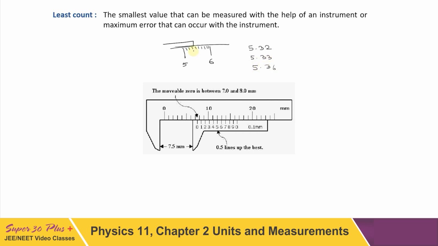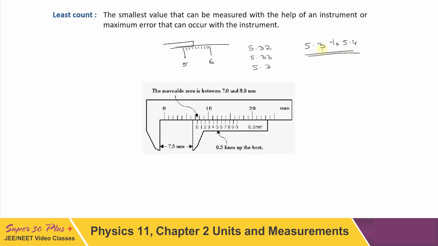Can anyone write less than 5.3, or can anyone write more than 5.4? No, this is not possible because we can see directly here that it is lying beyond 5.3 and before 5.4. So no one would write a value less than 5.3 or more than 5.4. It has to be between 5.3 and 5.4. So if an error is there, it has to be between these two values, between 5.3 to 5.4. This is what least count is.